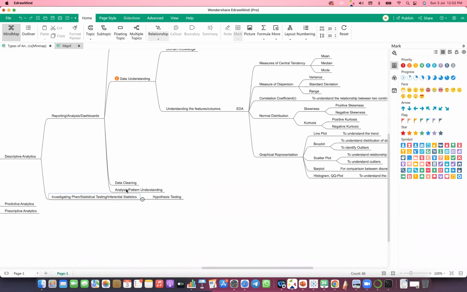So after following these steps, either you go with pattern understanding through what? We are doing analysis or pattern understanding through what? Through reporting or through dashboards. In case you want to perform inferential statistics or hypothesis testing, then after data cleaning, you push it to what?